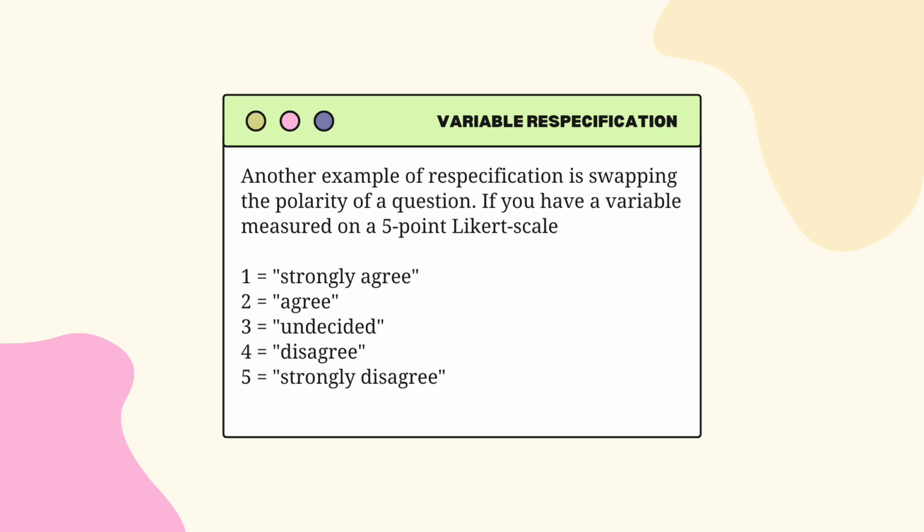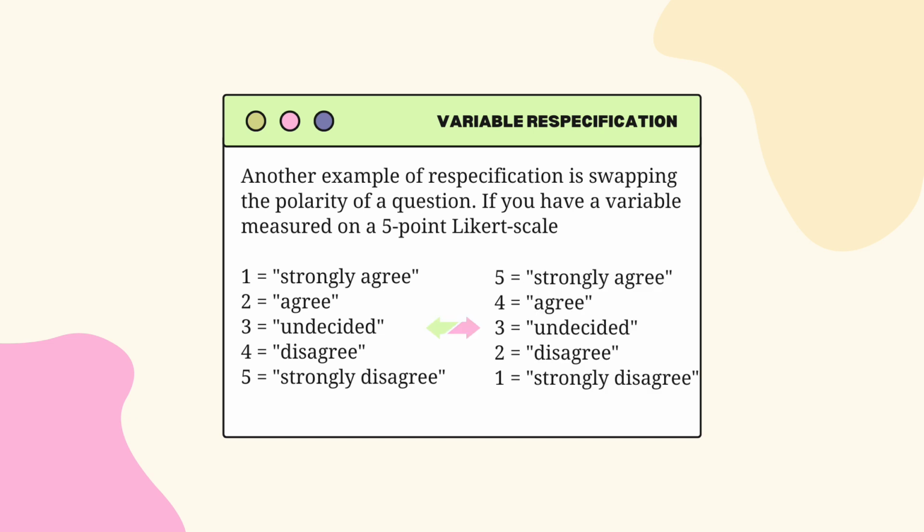Another example of variable specification is swapping the polarity of questions. If you have a variable measured on a 5-point Likert scale, which is 1 strongly agree, 2 agree, 3 undecided, 4 disagree, and 5 strongly disagree, we can change this to 5 strongly agree, 4 agree, 3 undecided, 2 disagree, and 1 strongly disagree. As you can see, we just switch the polarity of the values so that 1 becomes 5, 2 reverses with 4, and so on.